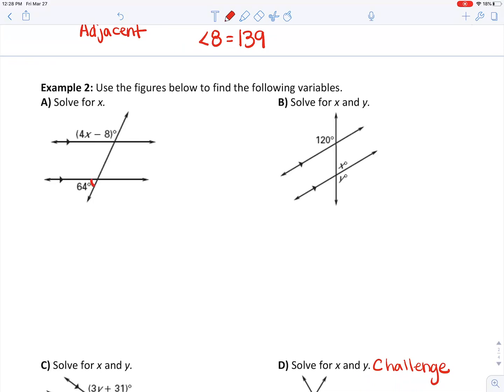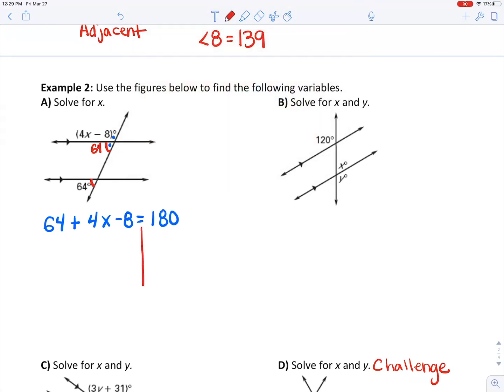I do know that if this angle is 64, that means that this angle is 64 also. And the reason is because those two are corresponding angles. Now, I know that this angle that I'm marking blue and this one that I'm marking blue, those two form a linear pair, which means if you add them together, they're 180 degrees. So I'm going to do that. I'm going to say that 64 plus 4x minus 8 is equal to 180 degrees.